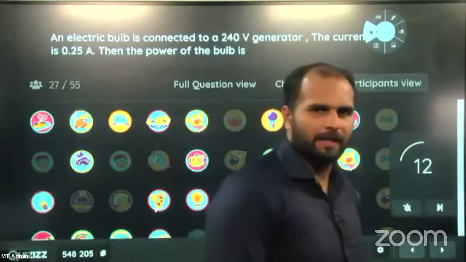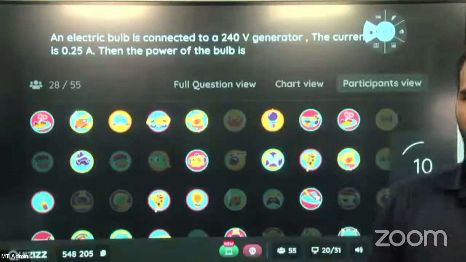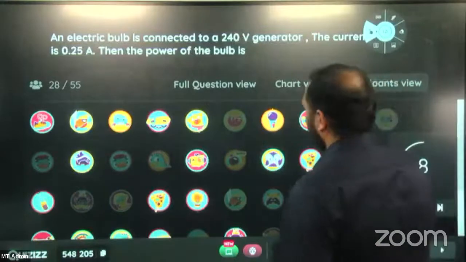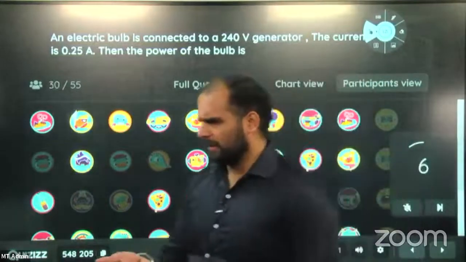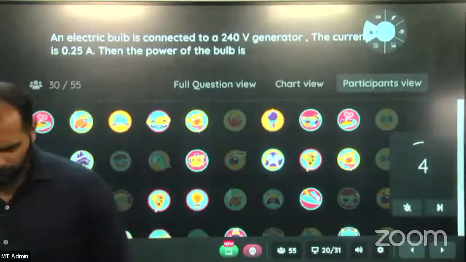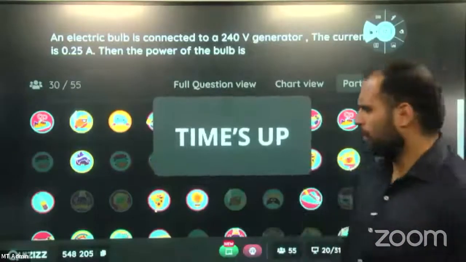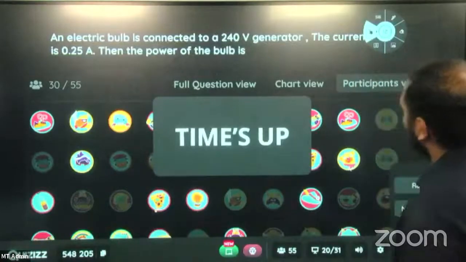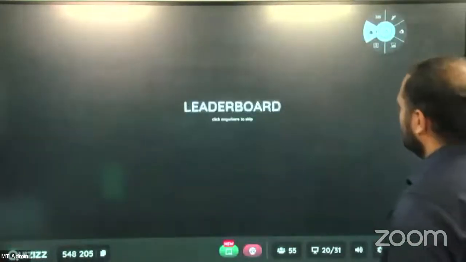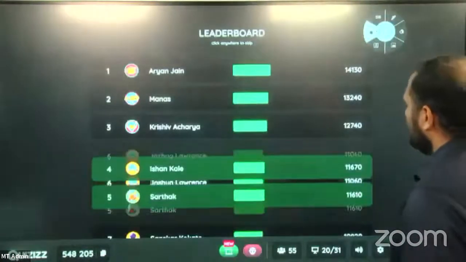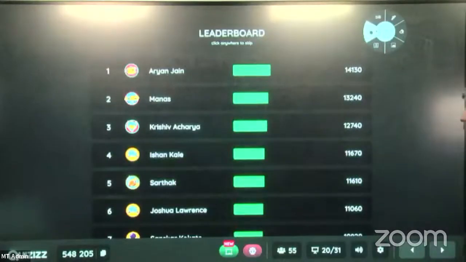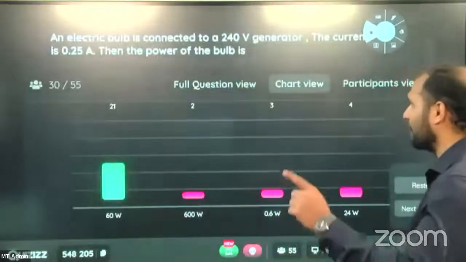Last question for the day. Power, basic formula, right? Yes or no? I guess the answer should be on your fingertips. Sarthak, sure, we'll take one more question. Voltage and current is given. Sarthak wants one more question because he wants to come up to rank one.